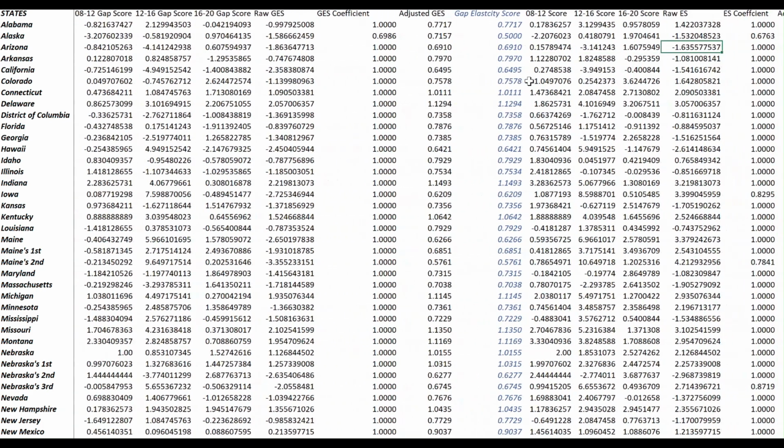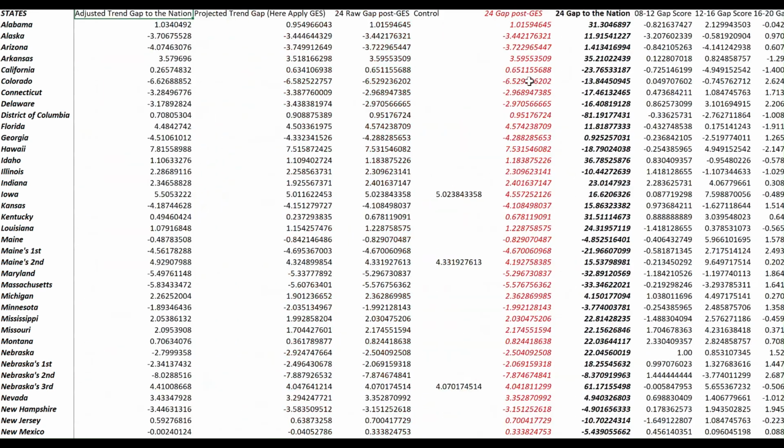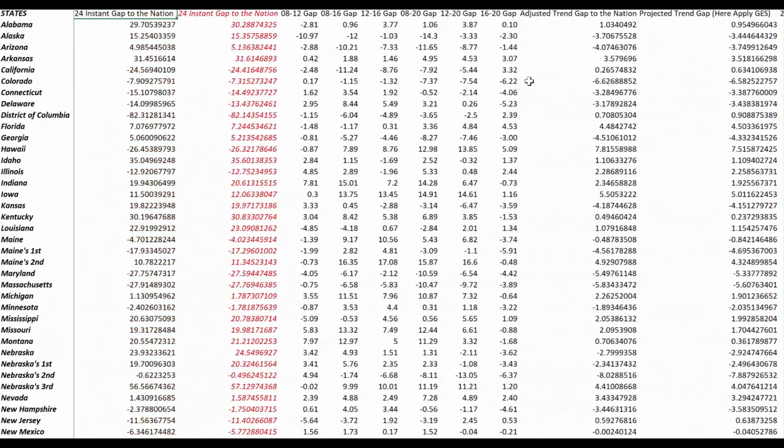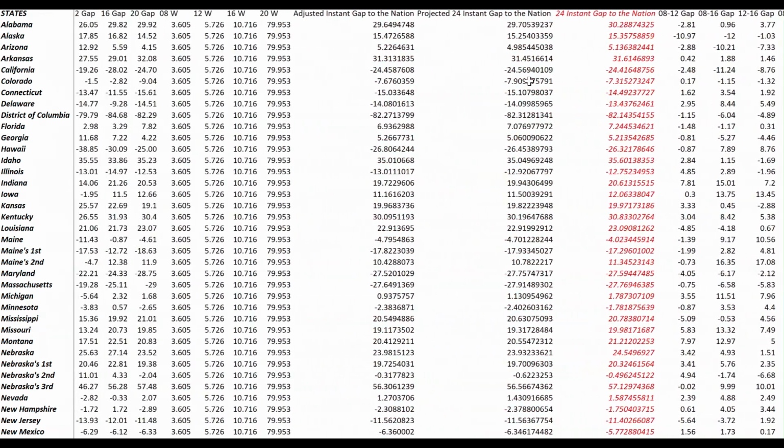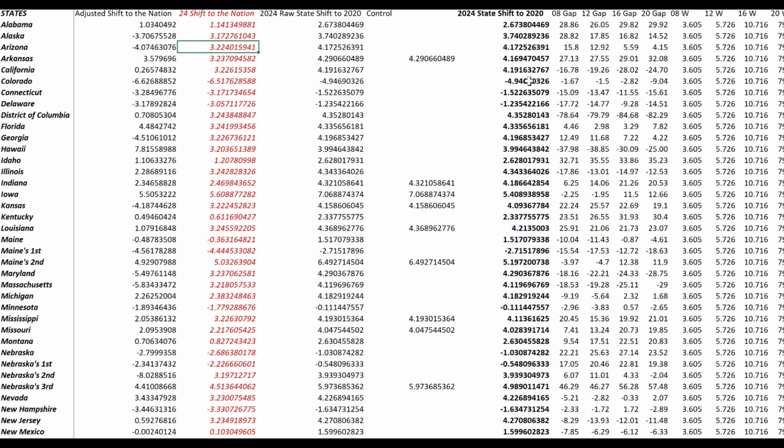So, the elasticity score: the normal elasticity score and the gap elasticity score. Those elasticity scores are applied. The first one, the normal elasticity score, we applied in the first and second pillar. So when we're talking about the gap compared to the nation in 2024, if we have a shift to the nation, for example here in Arizona, we have a 3.2 shift to the nation.